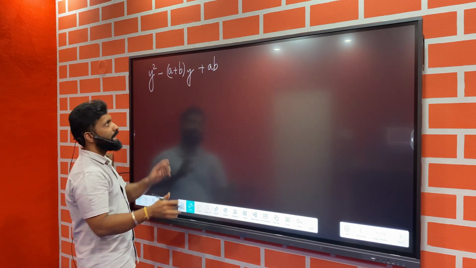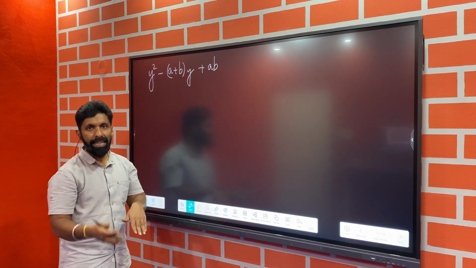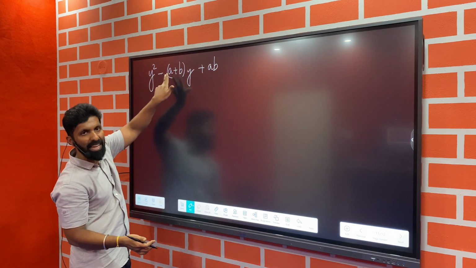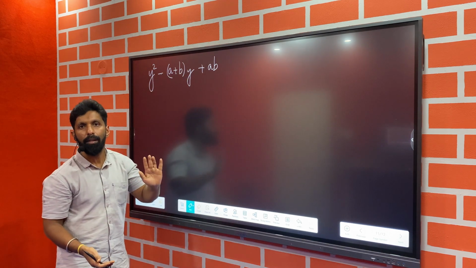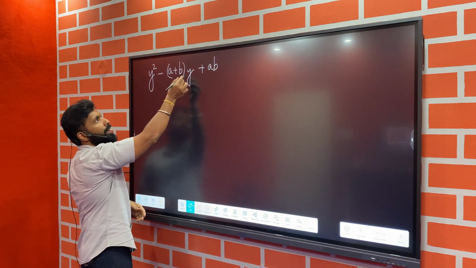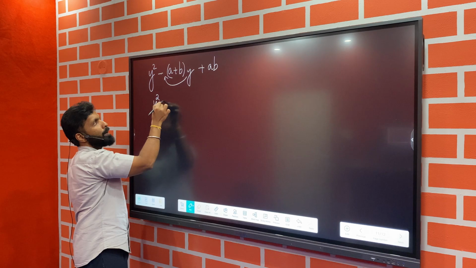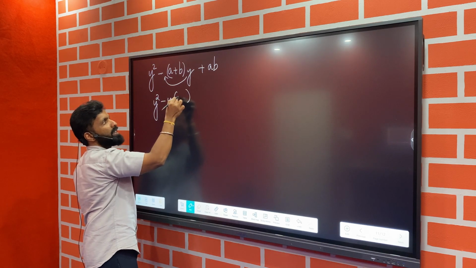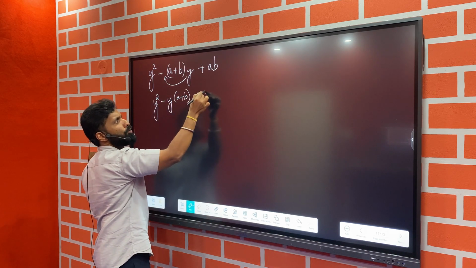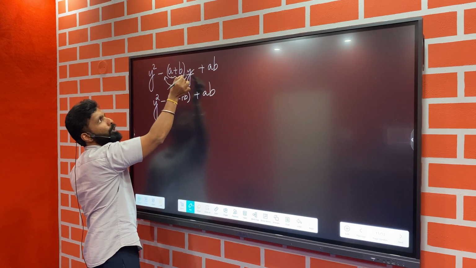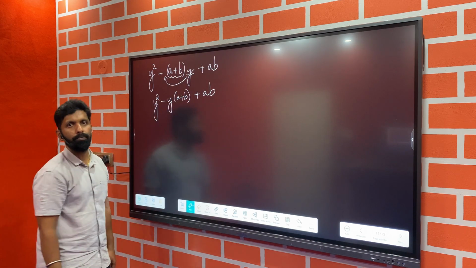So what I say is, if you're not able to multitask, that is, if you're not able to multiply the minus sign as well as y, what I would suggest is, write the y this side only. Doesn't matter, guys. So y square minus y into a plus b. It's the same. There's no difference at all. If you consider this as 3 and this as 4, 3 into 4 or 4 into 3, both mean the same, right?